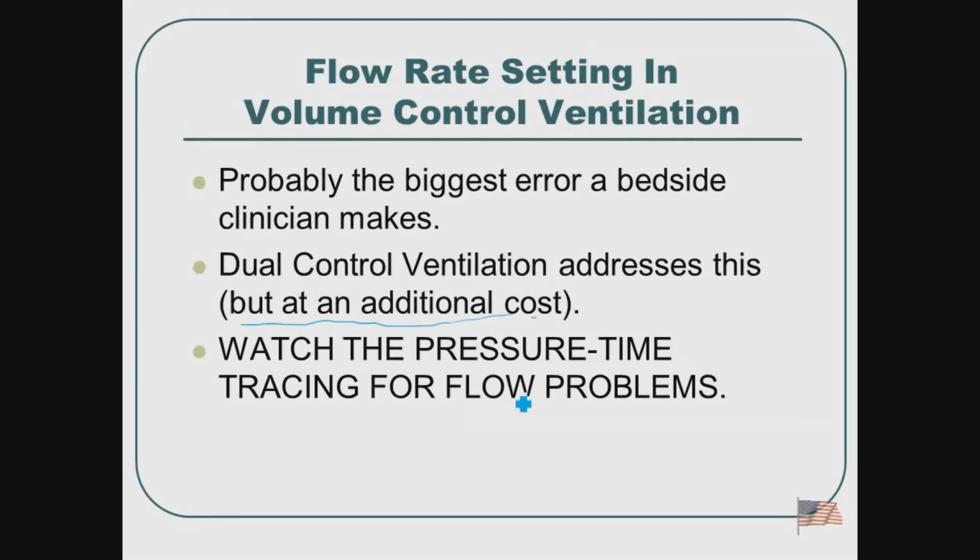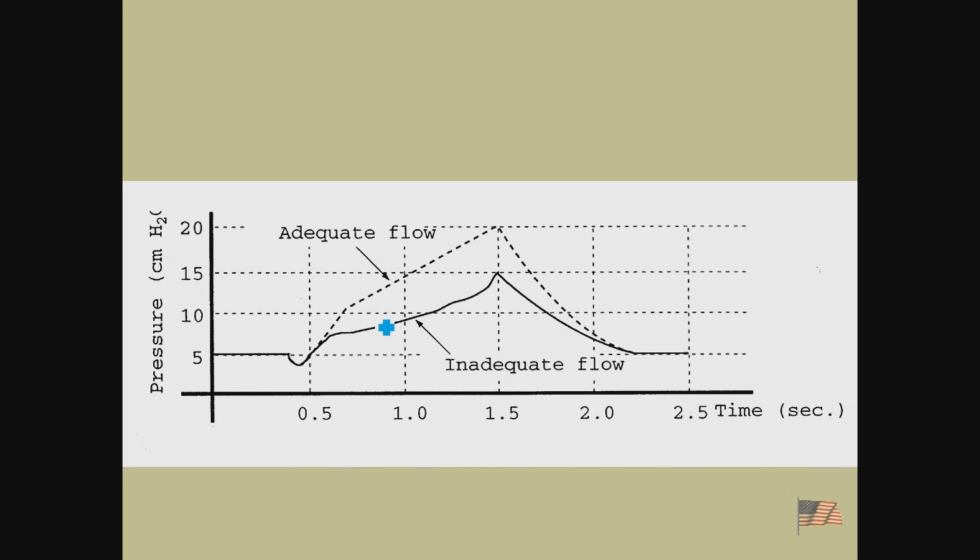Where we looked at auto PEEP on the flow tracing, we're going to look at flow starvation on the pressure tracing. Here we see a patient who has adequate flow as a dotted line. Somebody who is continuing to create a negative pressure never quite reaches that tracing. They're always sucking a little bit behind. So you see a big scooping out of that curve. That's a sign of inadequate flow being applied.